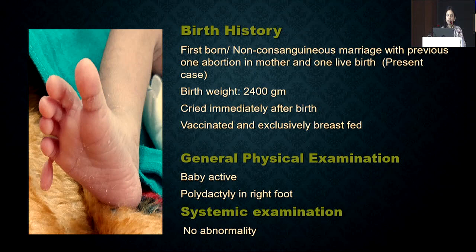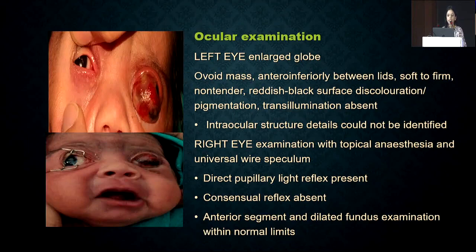On general examination, the baby was active and had polydactyly on the right feet. No systemic abnormality was detected. On ocular examination, we found that the left eyeball had an enlarged globe with an ovoid mass protruding antero-inferiorly in between the lids. The mass was soft to firm, non-tender, with a reddish-black surface discoloration. There was no transillumination present and the rest of the intraocular details could not be identified.